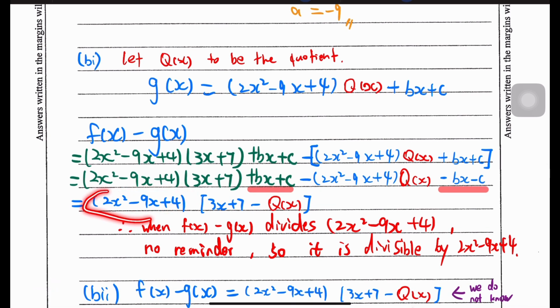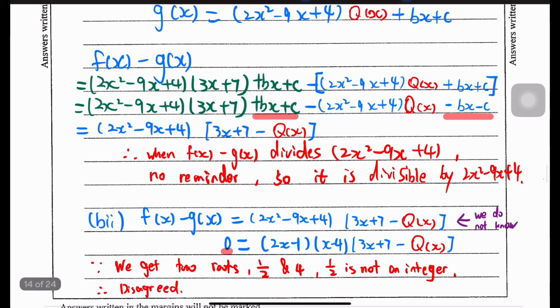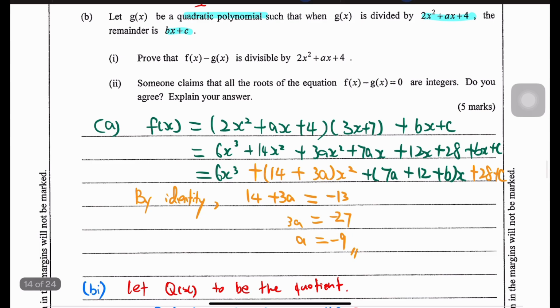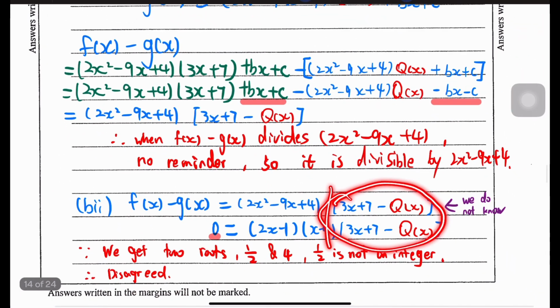You have the first polynomial here. So quadratic equation, how do we solve it? We use the formula. After you use the formula, it will successfully further factorize into these two brackets. And then you can get one root of 1 over 2, the other one 4. Since 1 over 2 is not an integer, we disagree with the answer. Can you find this one? You cannot find the roots of this term because you don't know q(x), okay?